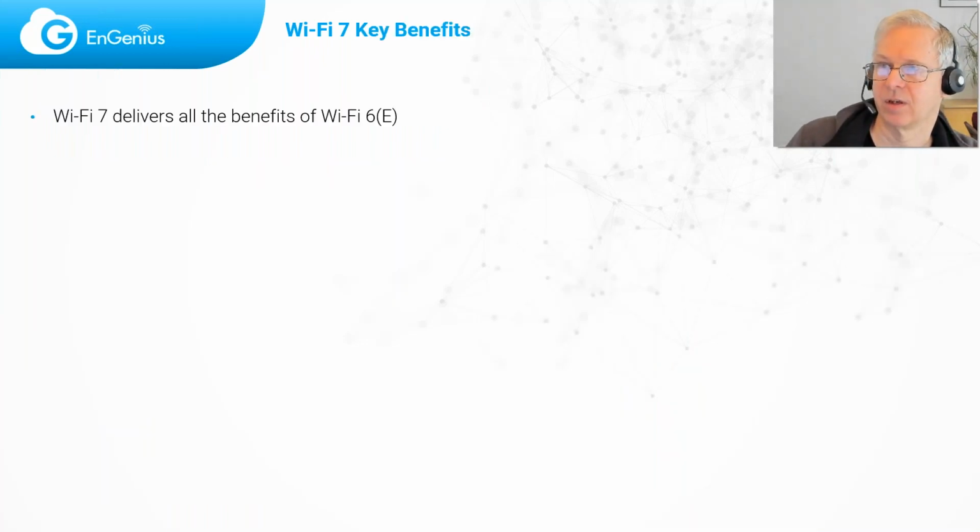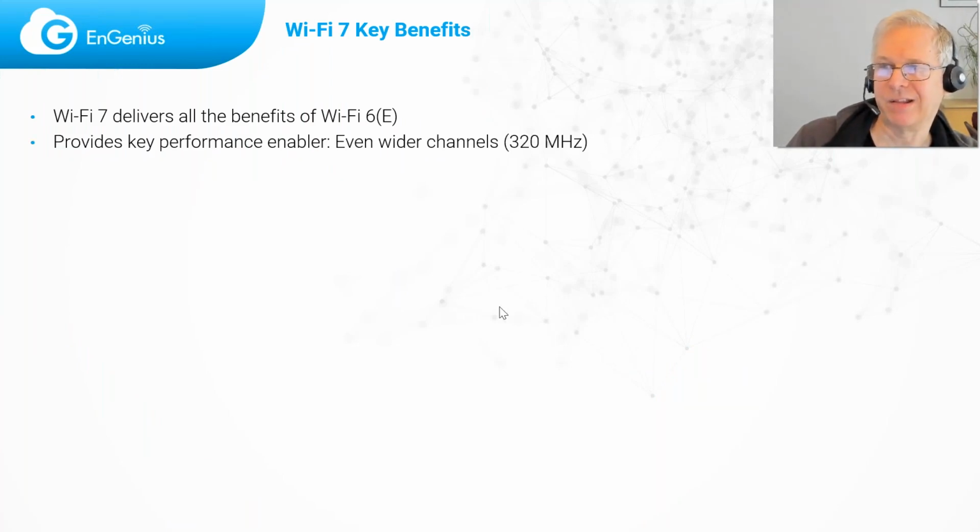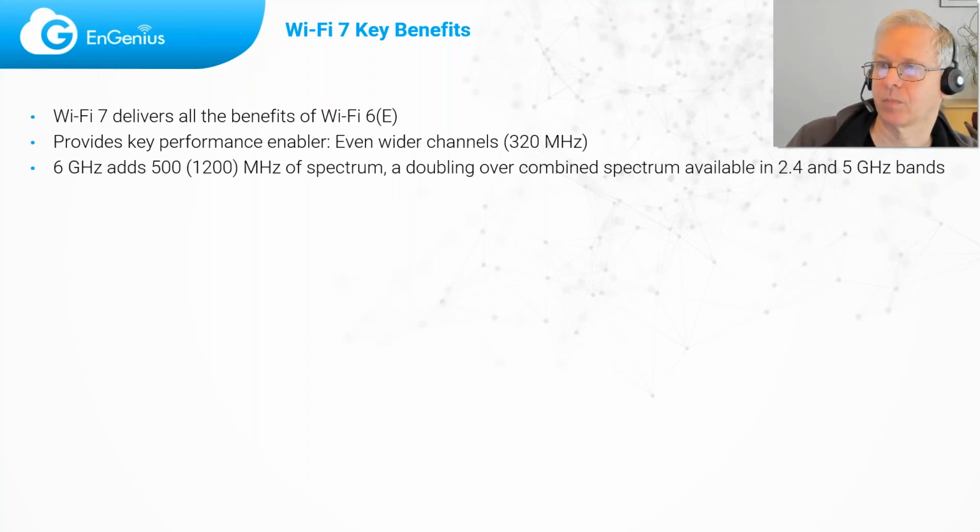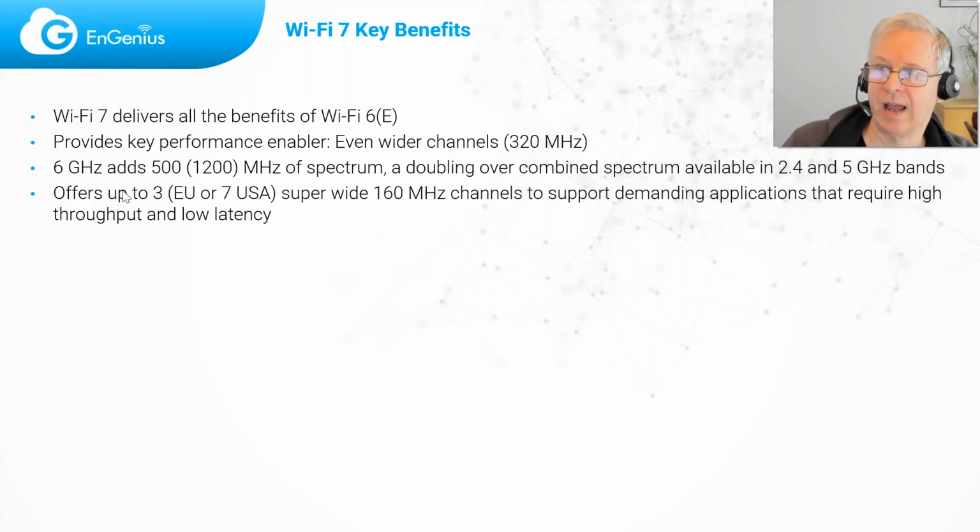So the key benefits. Well, you have everything with Wi-Fi 6E. Well, wider channels, maybe. Of course, the 6 gigahertz by itself, adding the 500 megahertz of spectrum is nothing to sniff at, because it's more than a doubling of what we had before. We have 3 160 megahertz channels to play with. Although what I'm hearing from a lot of people is that it's more likely that you will use it as 6 channels of 80 megahertz in channel plans. But in any case, it's a big improvement.